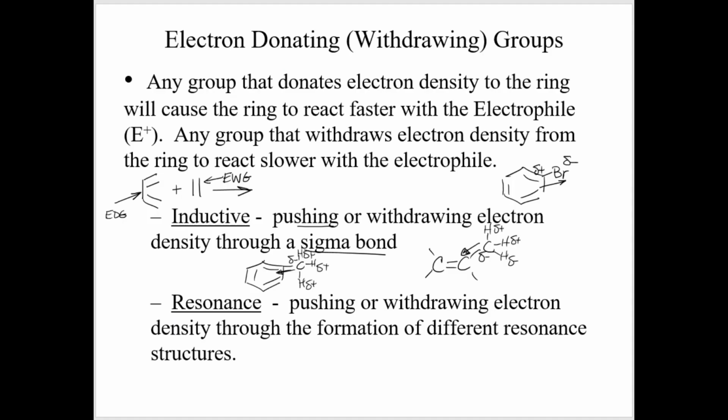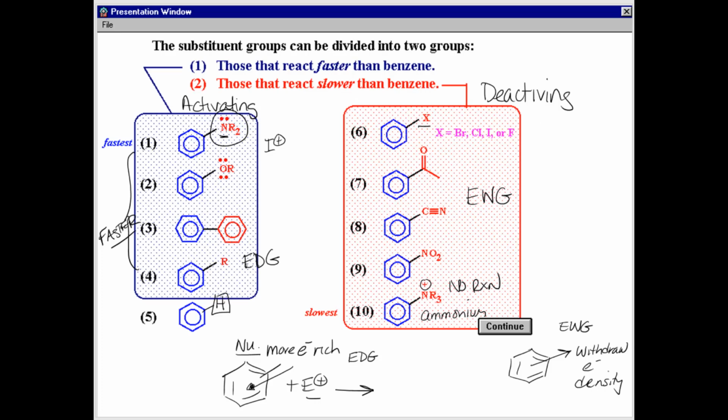Okay. So what's the other mechanism? The other mechanism is called resonance. And so by writing resonance structures, I'm either pushing or pulling electron density in or out of the ring by forming different resonance structures. Okay, so let's take these top to bottom. Let's start with nitrogen and go down the line. And where possible, I'm going to combine groups together to show you their mechanism. So let's start with the nitrogen and the oxygen.